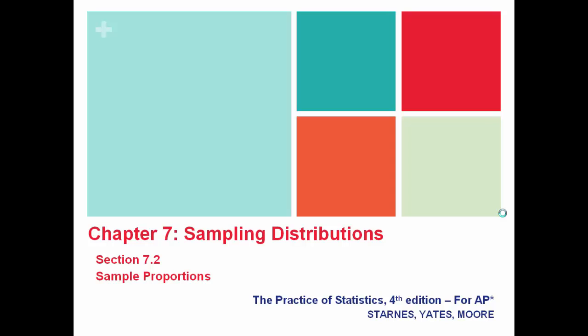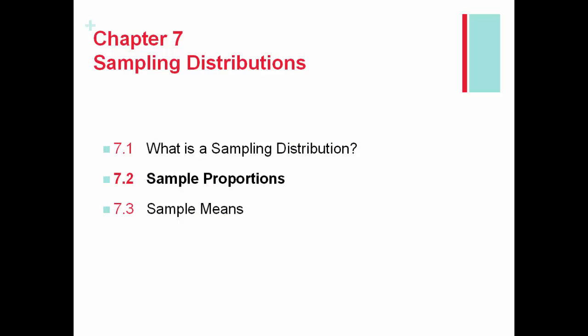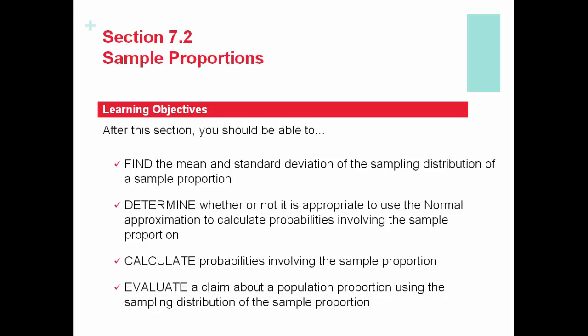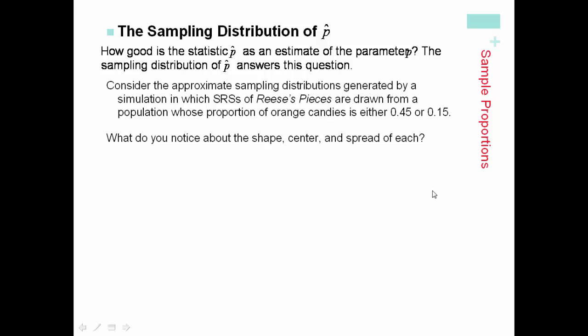Section 7.2 is on sample proportions. We've already introduced sample proportions and sample means in a sampling distribution, and we know now what a sampling distribution is. In this section, we'll look at the mean and standard deviation of the sampling distribution of a sample proportion, determine whether or not it is appropriate to use the normal approximation to calculate probabilities involving the sample proportion, and we'll calculate probabilities involving the sample proportion. Lastly, evaluating a claim about a sample proportion using the sampling distribution of the sample proportion.